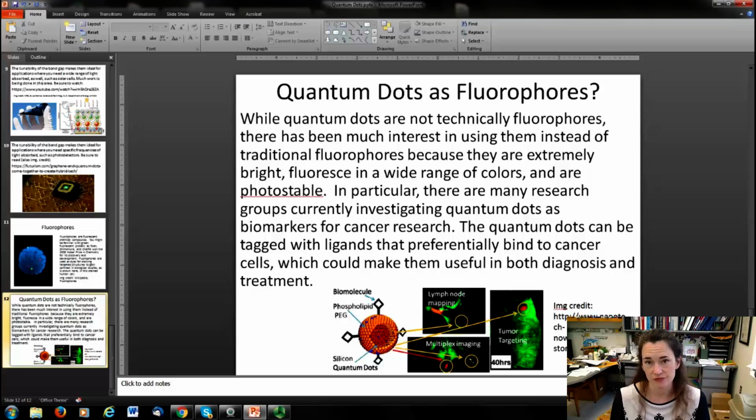In particular, a lot of research groups are currently investigating quantum dots as biomarkers for cancer research. You can tag the quantum dots with ligands or compounds on the outside of the quantum dot, and those ligands preferentially bind to cancer cells in some cases, and that could make them very useful for both the diagnosis of cancer and its treatment, as is shown here in this cool little image where they're marking a tumor with some fluorescent quantum dots that fluoresce in the red.